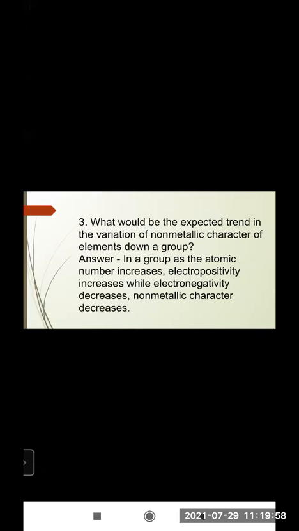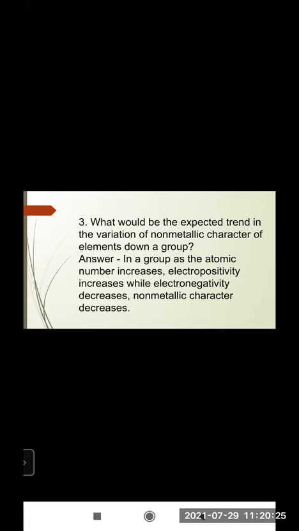See, what is question number 3. What would be the expected trend in the variation of non-metallic characters of elements down a group? Now we are going to see about down in a group. In a group, as the atomic number increases, electropositivity increases while electronegativity decreases, and non-metallic character also decreases.